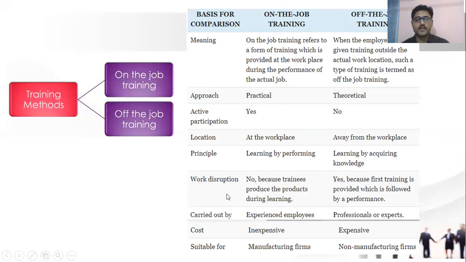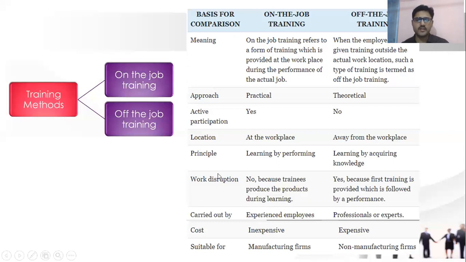Okay, work disruption. This is another important point. In case of on-the-job training program, work disruption doesn't happen because you'll be given training at the workplace. Generally, it doesn't happen. But in case of off-the-job training program, work disruption happens. You may have to stop the production. You may have to stop the actual process to give training to the trainees.